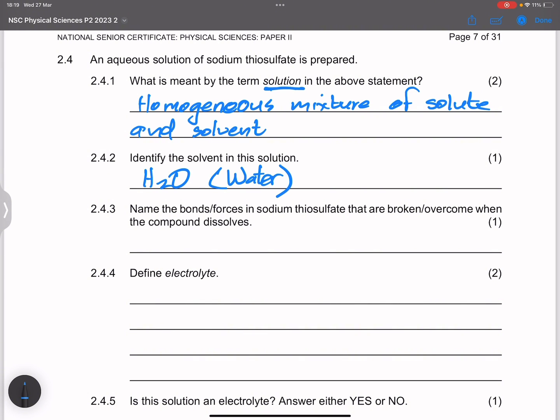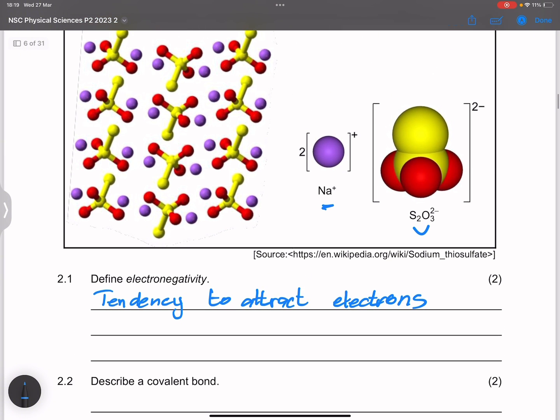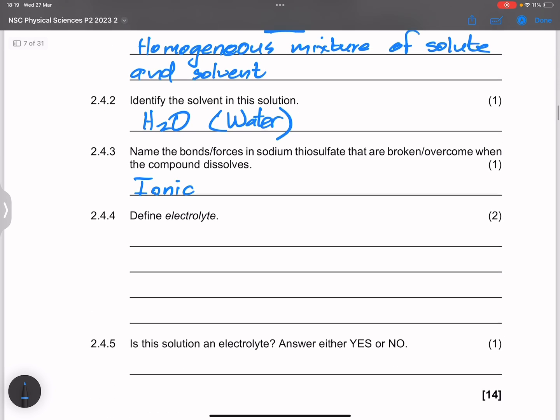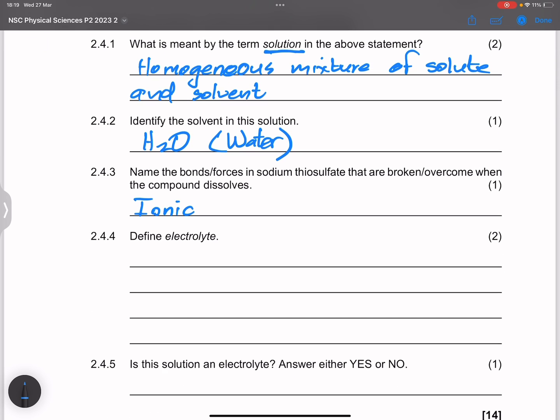So the next question, they say to us, name the bonds or forces in sodium thiosulfate that are broken or overcome when the compound dissolves. Now, please remember, these would be ionic bonds. That's why it's able to ionize like that, to form the sodium ion as well as the thiosulfate ion. So in that case, it would be ionic bonds that would need to be broken.